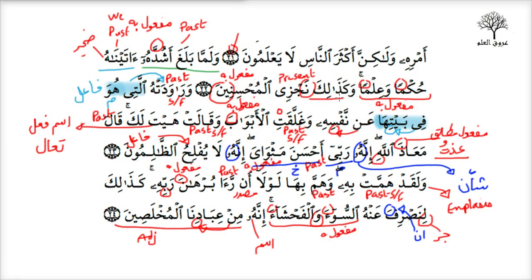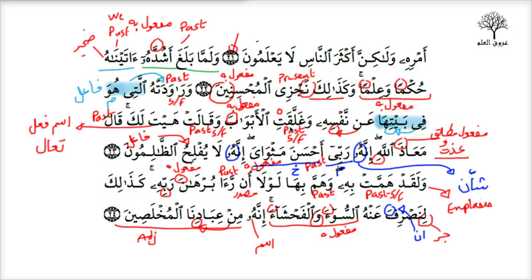Wa kadhalika, and like that, najzi, we reward, al-muhsinin, those who are good in their deeds. وراودته, and she, allati huwa fi baytiha. This is the fa'il, so we translate this first. The one in whose house he is. The one in whose house he is seduced him, an nafsihi, against himself.